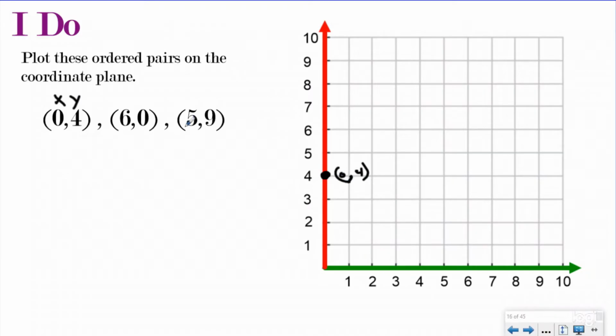The next one would be (6, 0). Again, you have to shuffle on the carpet before you climb up the steps. So I'm going to start at the origin, shuffle over 6, and then I'm not going to climb up anything at all. I'm going to stay right there because my y coordinate was 0. So this would be the point (6, 0). If I have one more, I have (5, 9). I'm going to shuffle over 5 from the origin and then climb up 9. And this would be the point (5, 9).